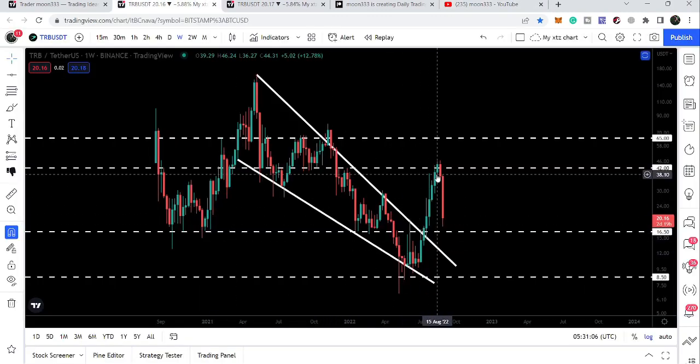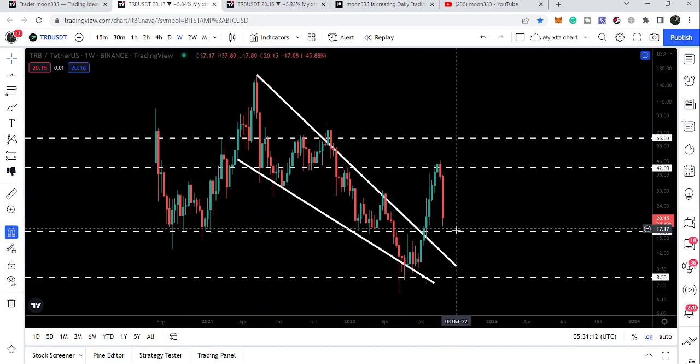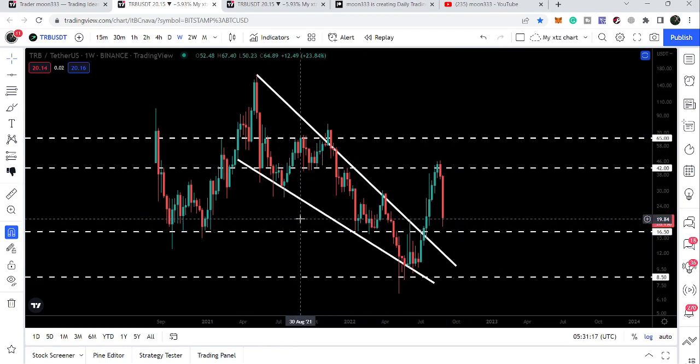After breaking out of this wedge, a very big wedge, the price line was rejected by this resistance of $42 and is now having some correction and moving towards the next support of $16.50. In today's video, we will take a look at this move.